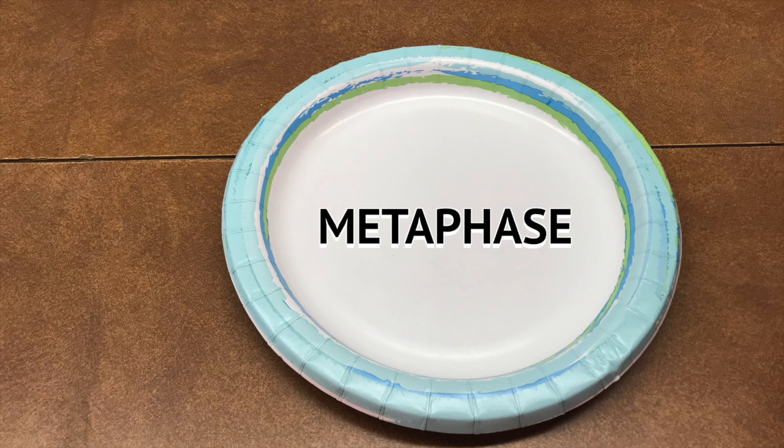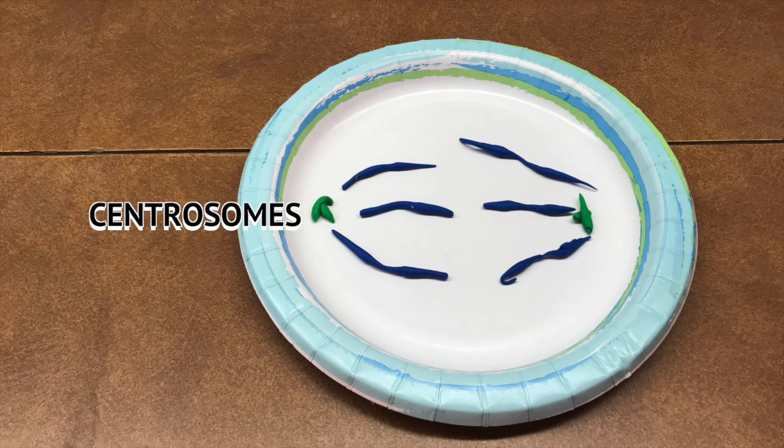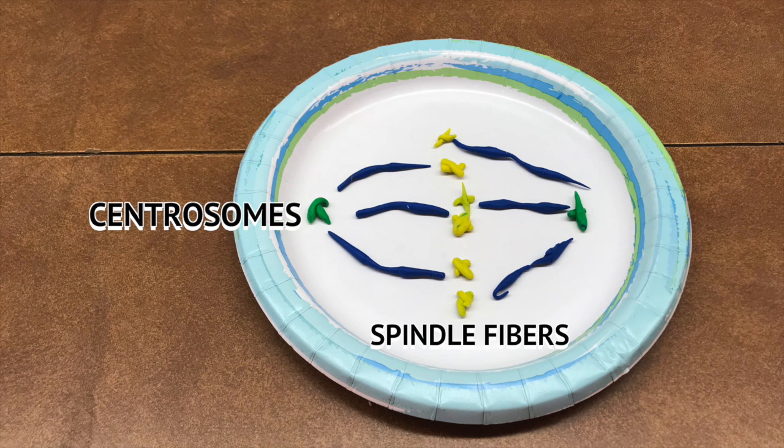After that preparation comes metaphase. The centrosomes and the spindle fibers are now reaching towards the middle of the cell. Finally, the chromosomes at the end of each spindle fiber line up in the middle of the cell. Each spindle fiber is attached to the centromere, which is holding the chromatids together for now.